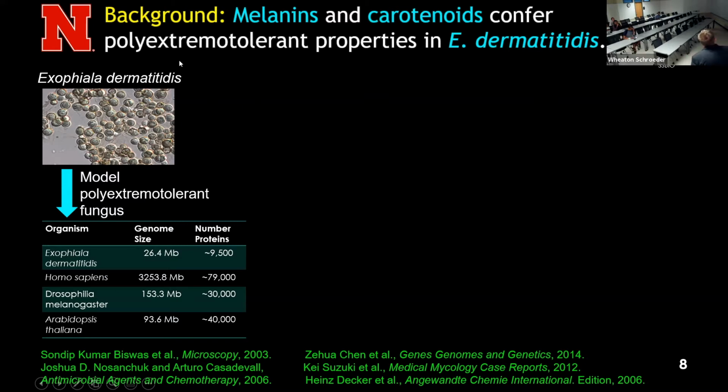And these two pigments give it a polyextremotolerant characteristic, which means it can survive in many extreme environments, whether that be pH, toxicity, or radiation. And this is quite interesting for us because Exophiala does this with a very small genome and a very small proteome, especially compared to other eukaryotic model organisms.